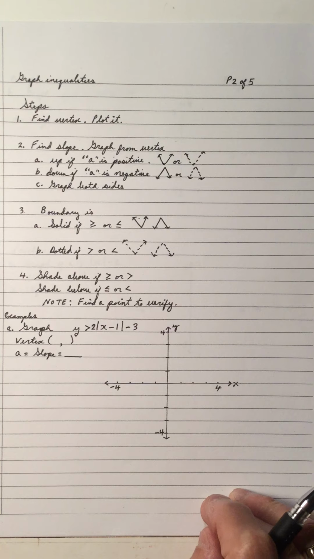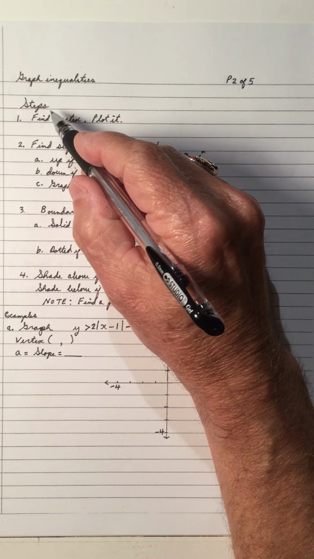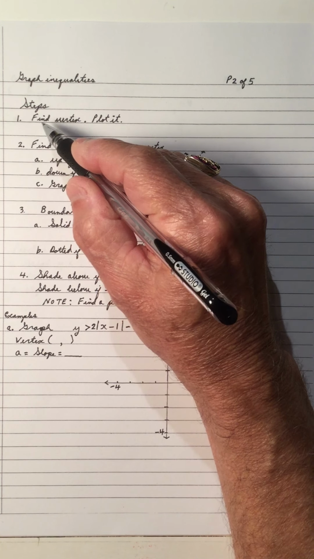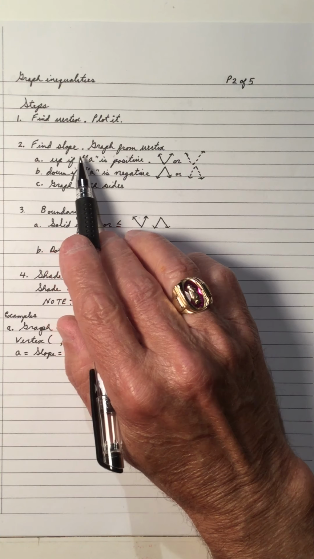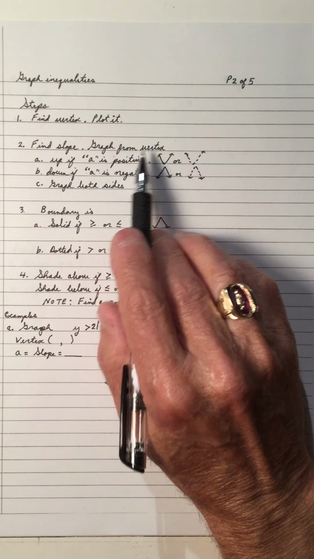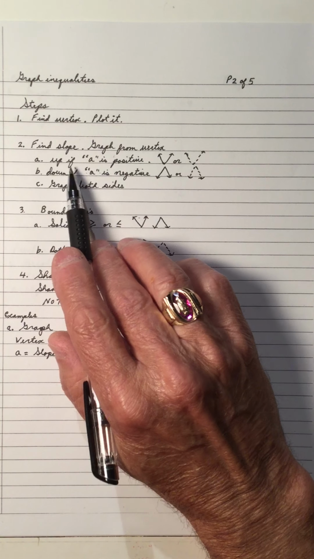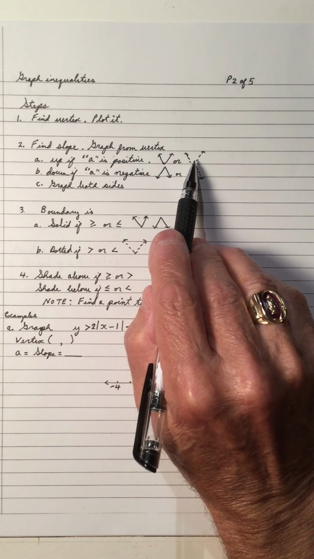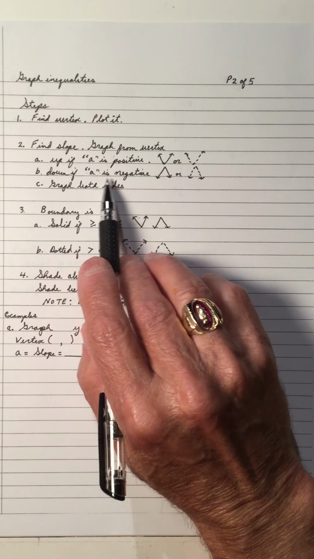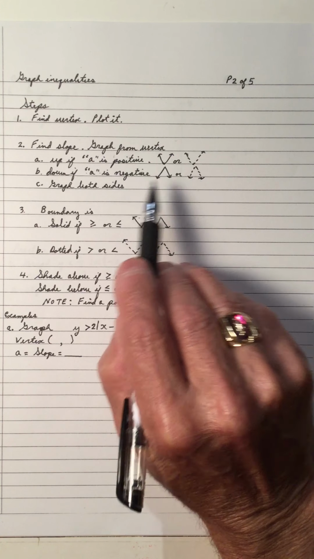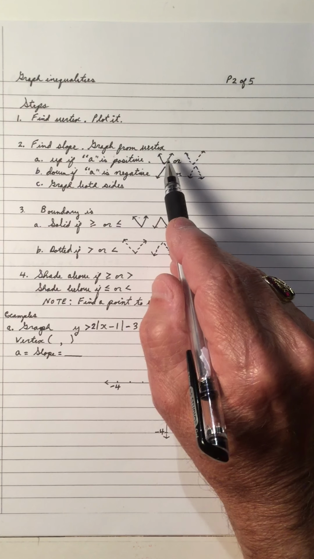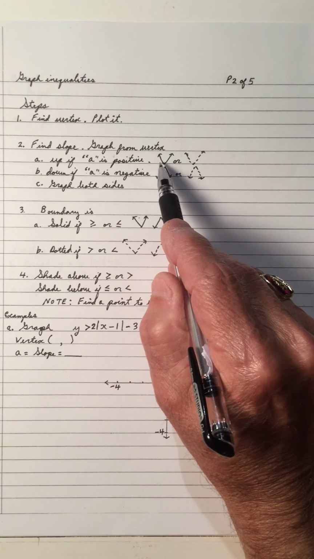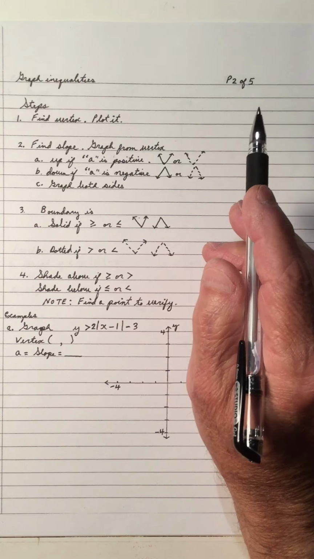Graphing inequalities. The steps that I'd follow: I'll find the vertex and I'll plot it. I'll find the slope and I'll graph from the vertex, going up if a is positive, going down if a is negative, and then I'll graph both sides. And when I graph both sides, one side will be positive, one side will be negative, or vice versa.